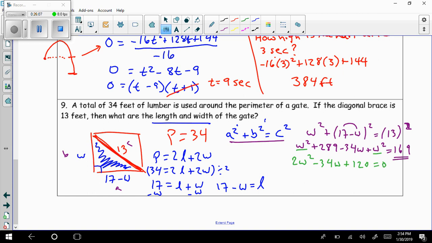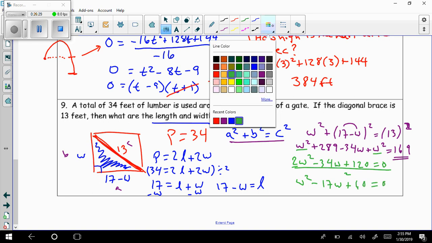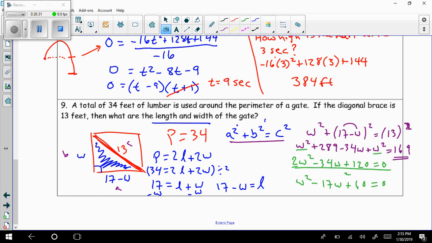equals 0. Well, I could use my method of factoring here where a does not equal 1, but everything here is divisible by 2, so I'm going to do that. Now I have w squared minus 17w plus 60 equals 0. And my last couple steps here, I'm going to factor this, so I have w and w. I should have used L, but it does not look like a W.